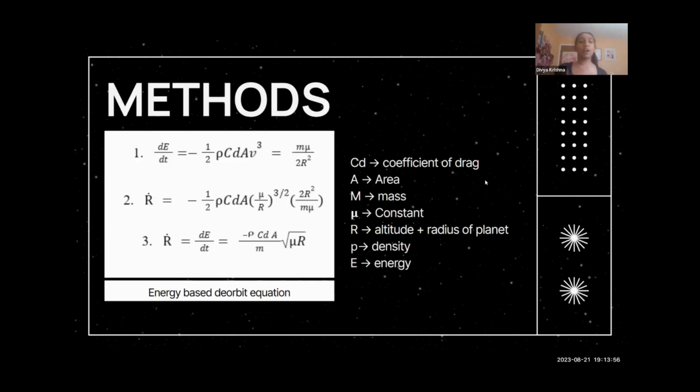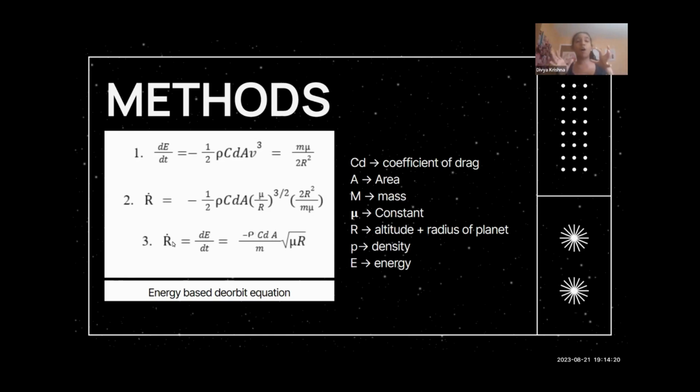The first part of my project is very mathematics heavy. This might seem a bit confusing and daunting, but let me break it down for you. We can think of dE over dt as the change in energy over the change in time. And with this change in energy versus change in time, we can find our R dot.